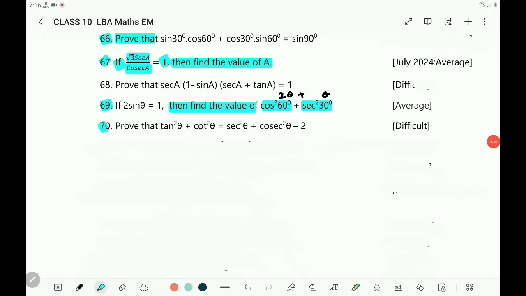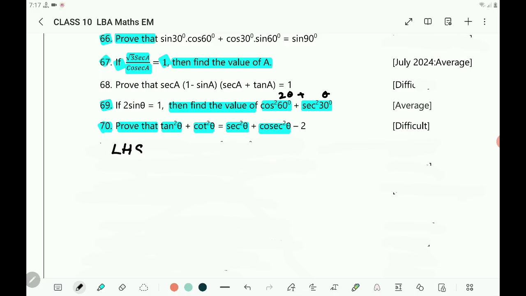Then question number 70. Prove that tan square theta plus cot square theta is equal to secant square theta plus cosecant square theta minus 2. What we have to prove? We have to prove that tan square theta plus cot square theta is equal to secant square theta plus cosec square theta minus 2. So consider the LHS.